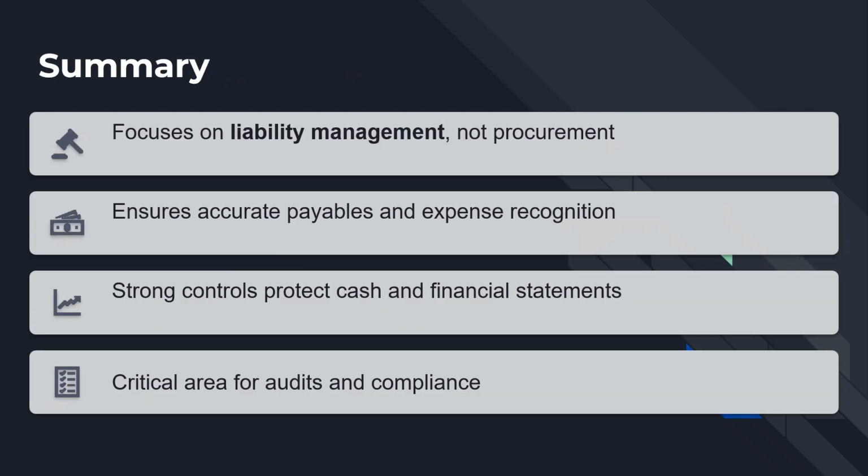Okay, so to conclude, the creditor cycle is focused on managing liabilities rather than procurement activities. It ensures that payables and expenses are recorded accurately and in the correct period. Strong internal controls help protect cash balances and support reliable financial statements. And because of its impact on liabilities, expenses, and cash, the creditor cycle is a critical area for audits and compliance.